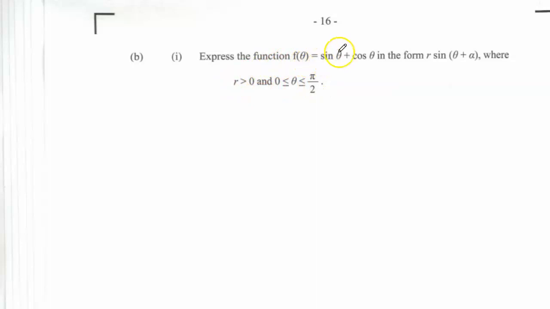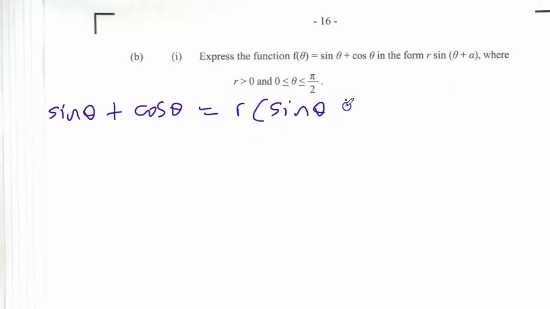Part B, express the function sine theta plus cos theta in the form r sine theta plus alpha. So we're going to express sine theta plus cos theta in the form r into sine theta plus alpha.